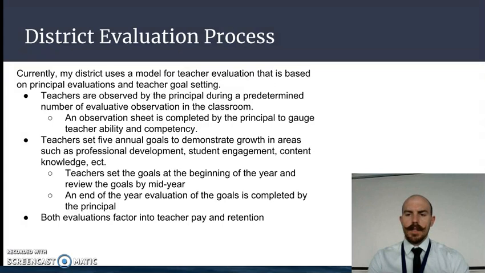Also, at the beginning of the year, the teacher sets 5 goals. These can vary for that teacher depending on what their focus is. The teacher will set those goals at the beginning of the year with the principal, and these goals will be measured mid-year and then at the end of the year to see what the growth was and their ability to reach those goals. Both evaluations factor into the teacher's pay and their ability to be retained at the school.